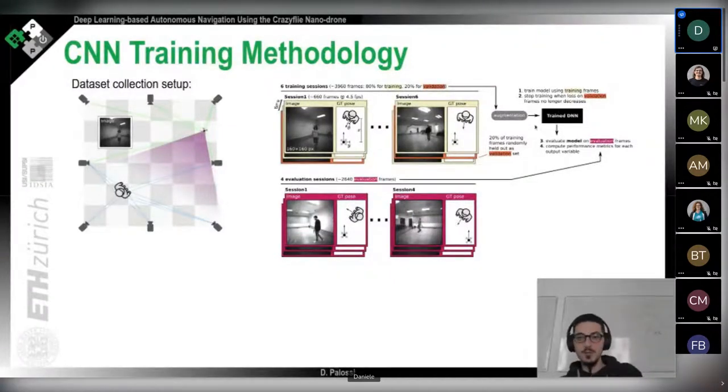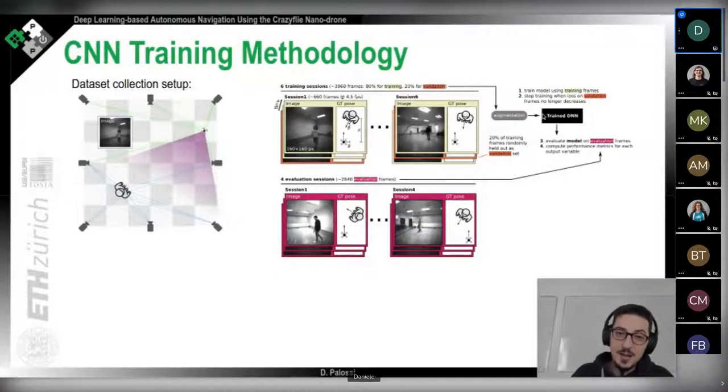But before the training was performed in this work, we also introduced one augmentation stage to improve the capability of the network to generalize and to better understand the work. I will give you a bit more detail on this augmentation right after this part.